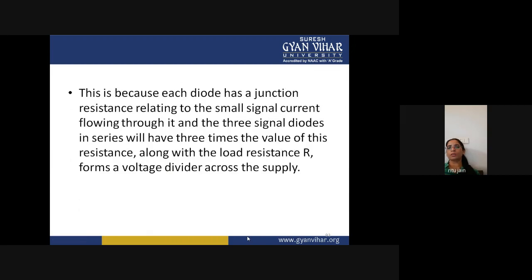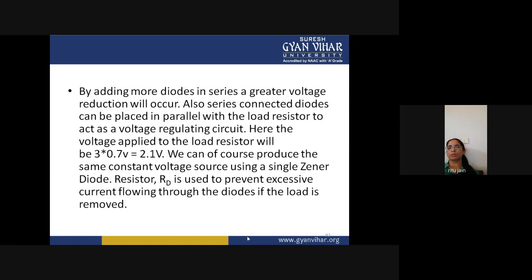This is because each diode has a junction resistance relating to the small signal current flowing through it, and the three signal diodes in series will have three times the value of this resistance. Along with the load resistance R, this forms a voltage divider across the supply. So by adding more diodes in series, a greater voltage reduction will occur.